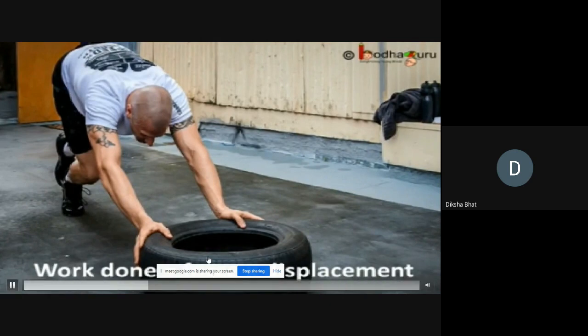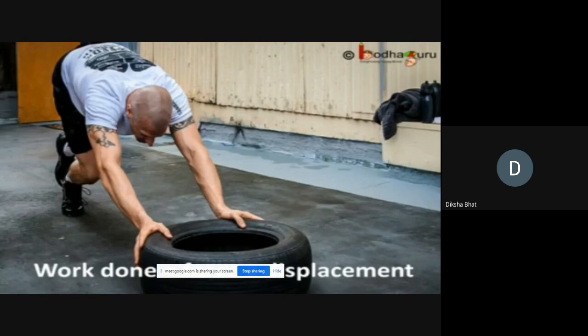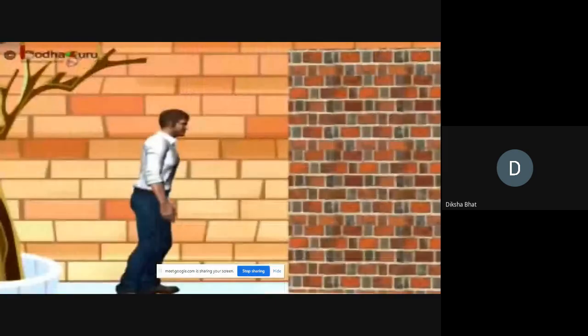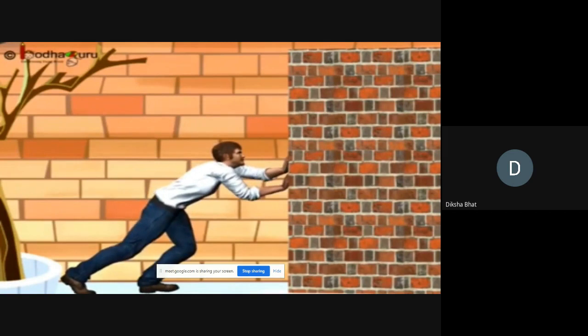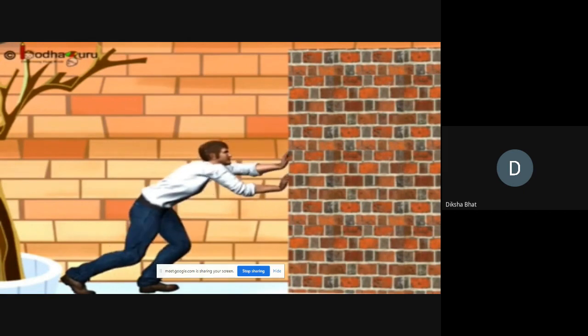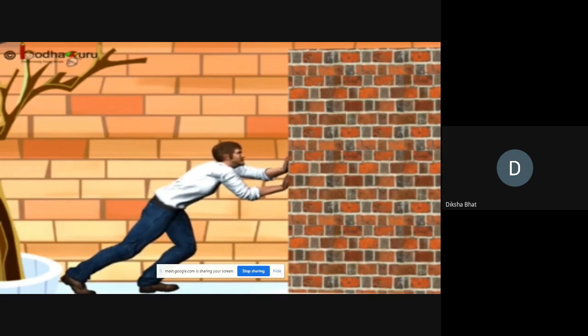force multiplied by displacement. So always remember that two conditions need to be fulfilled for work to be done. Number one, a force should act on an object, and number two, the object must be displaced. So, if any one of these conditions does not exist, work is not done. Suppose you are pushing a wall. You apply a lot of force, still the wall does not move. So, there is no work done. Well, as the wall hasn't moved or displaced, we say here the work done is zero.